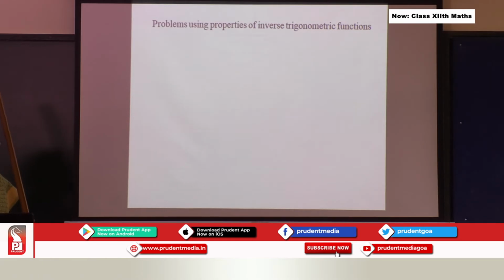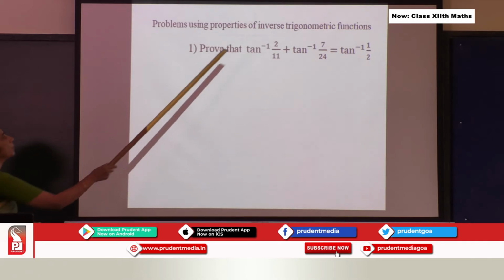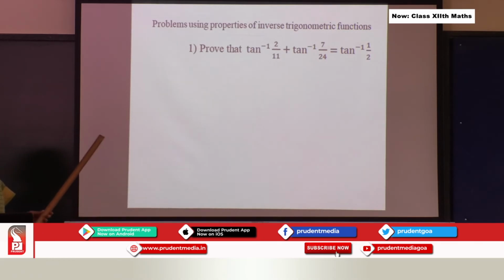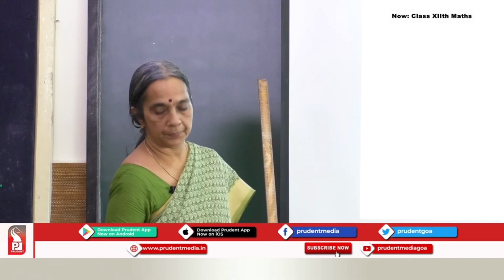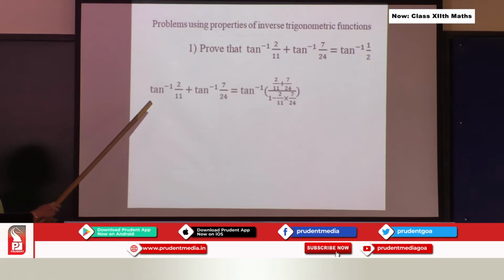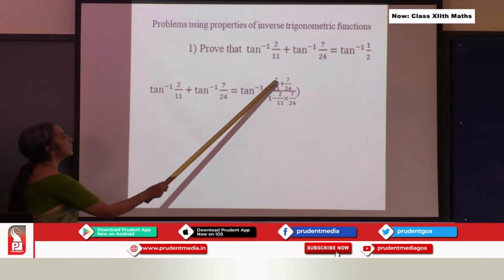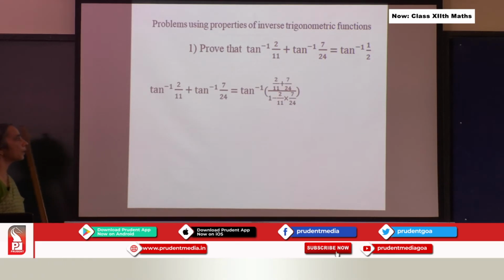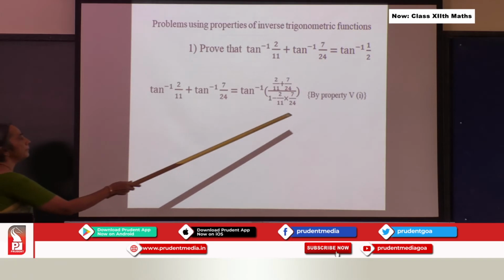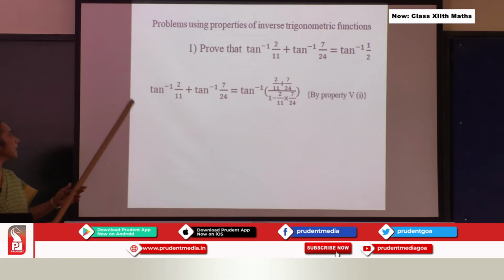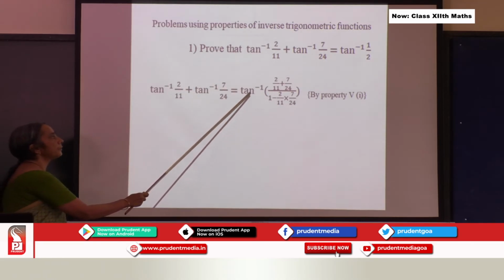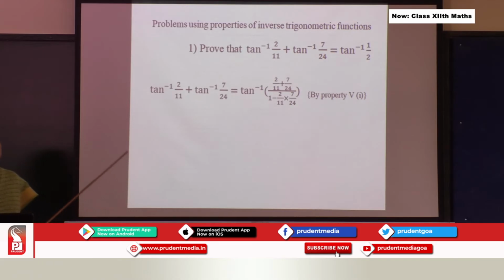Using those 6 properties, prove that tan inverse of 2 by 11 plus tan inverse of 7 by 24 is equal to tan inverse of half. Let us see how we prove this. Here I took LHS, tan inverse of 2 by 11 plus tan inverse of 7 by 24, which can be written as tan inverse of 2 by 11 plus 7 by 24 upon 1 minus 2 by 11 into 7 by 24, by using which property? Property 5-1, you have to refer to property 5-1, which is tan inverse of x plus tan inverse of y is equal to tan inverse of x plus y upon 1 minus xy.